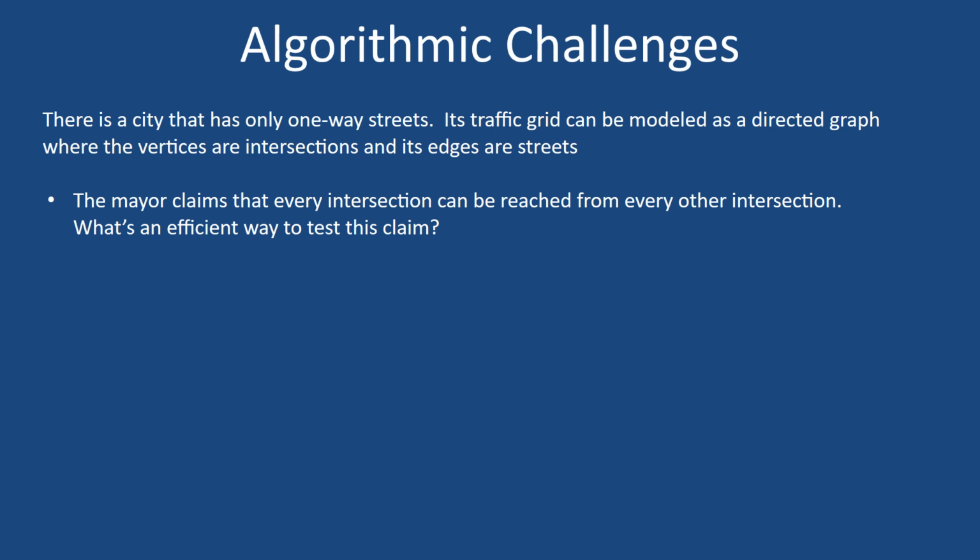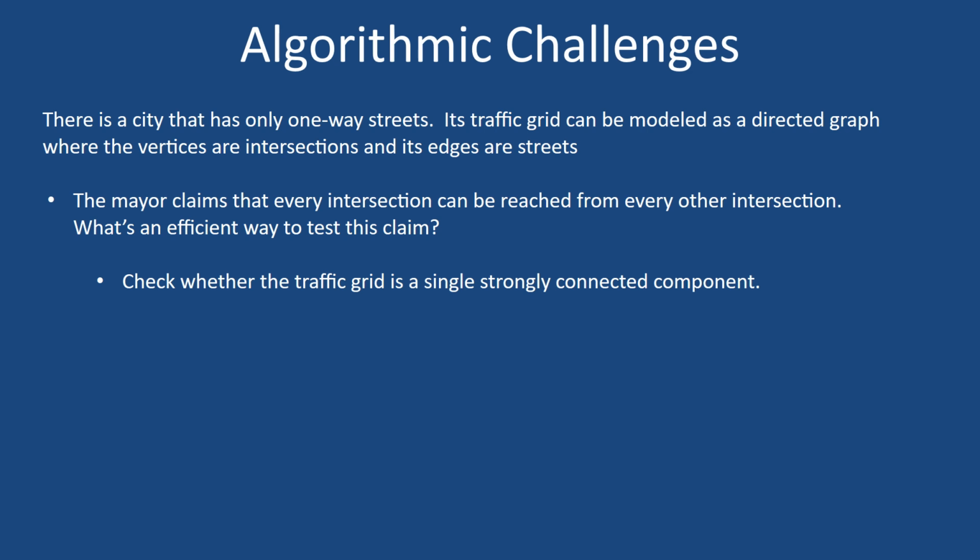Yeah? Create a metagraph, and then if it has more than one vertex, then it's untrue. Right. So the answer is you find the strongly connected components, and if the mayor's claim is true, the entire city will reduce to a single connected component. You can get to every vertex from every other vertex, so there'll be a single strongly connected component. So that's exactly how you would do it.